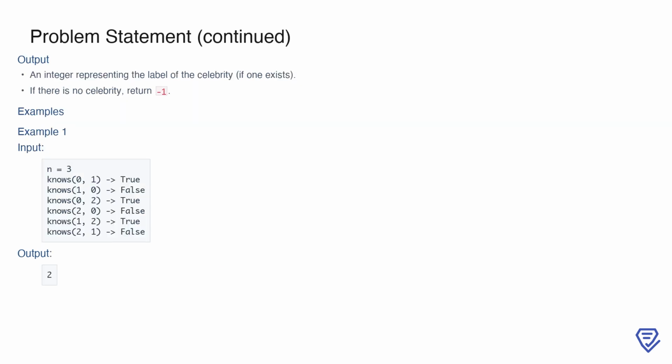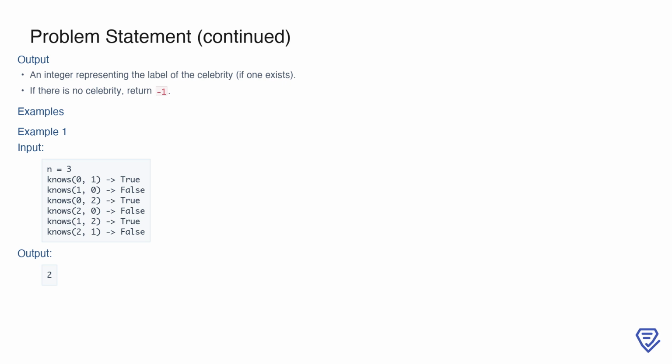The output of the problem is straightforward. You return an integer that represents the label of the celebrity if one exists. If there's no celebrity at the party, you return -1. Let's look at an example to clarify.